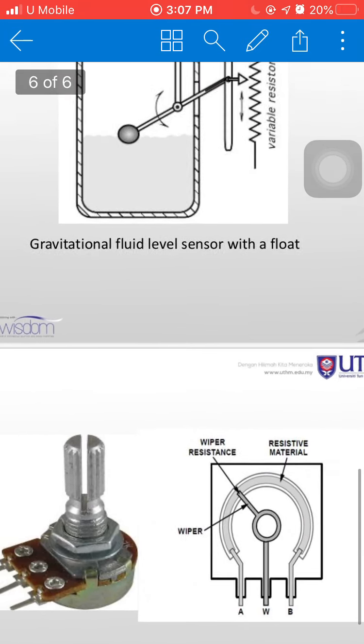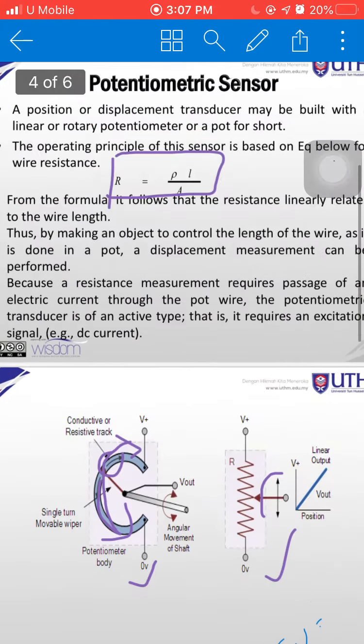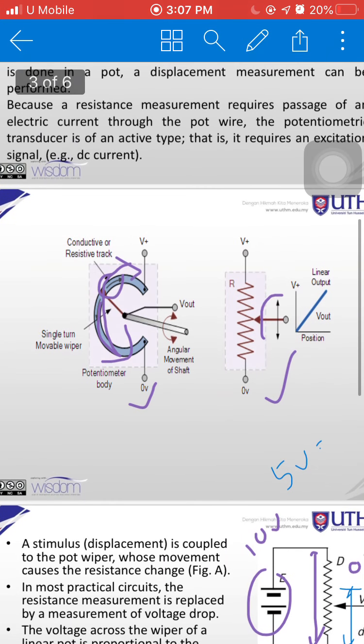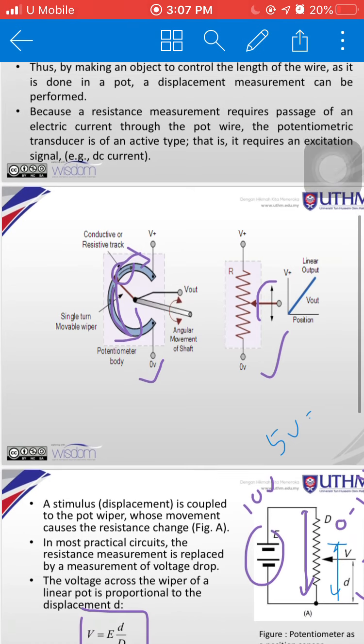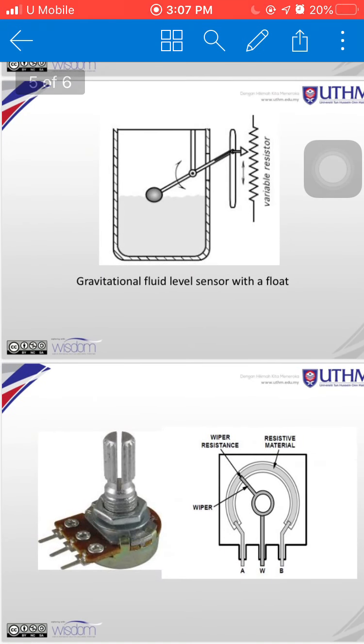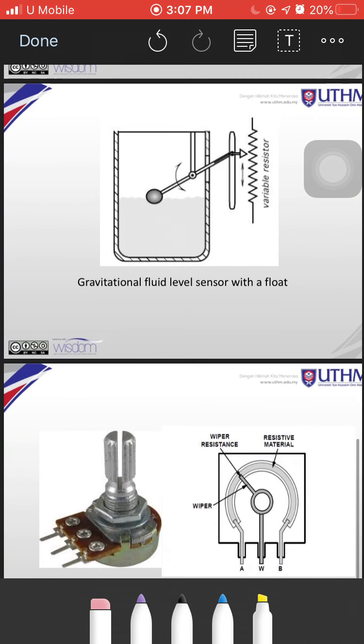This one is like what I showed you previously, a rotary potentiometer. It has a wiper here, which can be moved along the track. As it moves from one end to the other end, the value of resistance will change. I will give you another example in a video, which I will upload to Google Classroom.